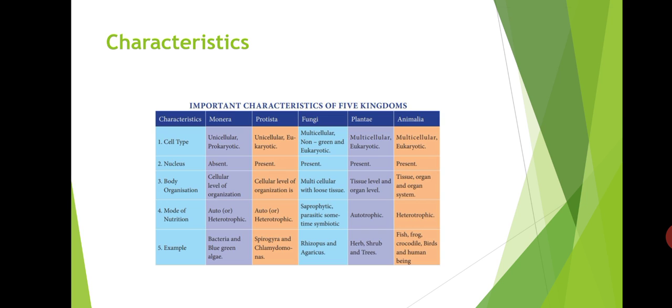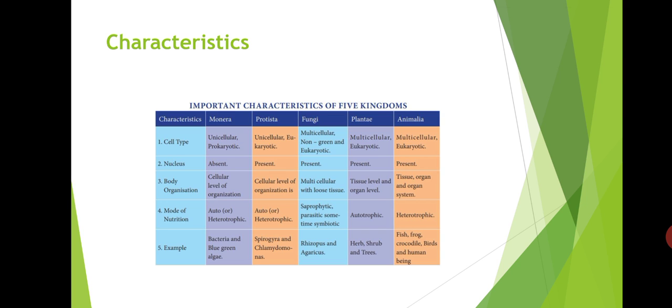And then fungi: multicellular, non-green and eukaryotic in nature. Plantae is also multicellular and eukaryotic, and Animalia, obviously, is also multicellular in nature. And the nucleus, in Monera, it is absent. In the remaining kingdoms, the nucleus is present.